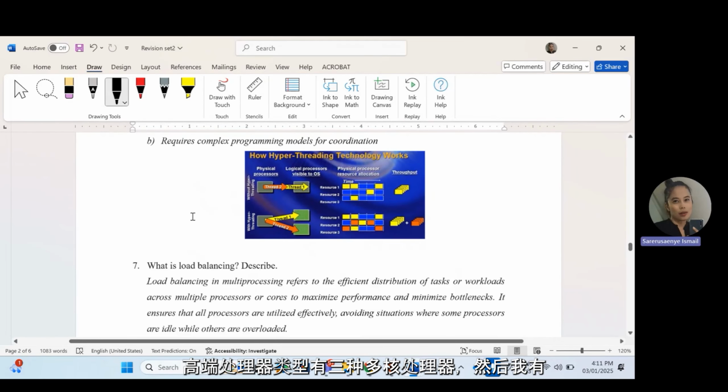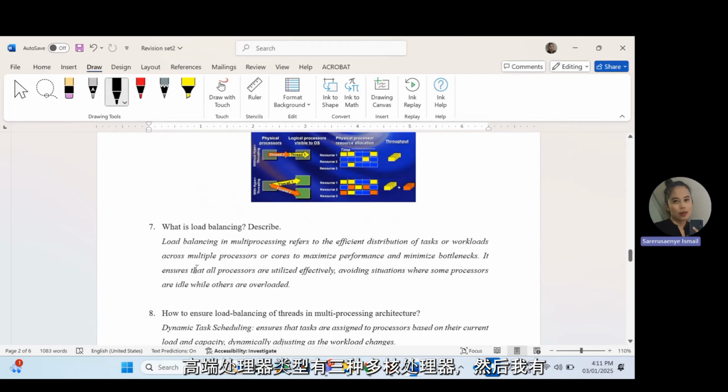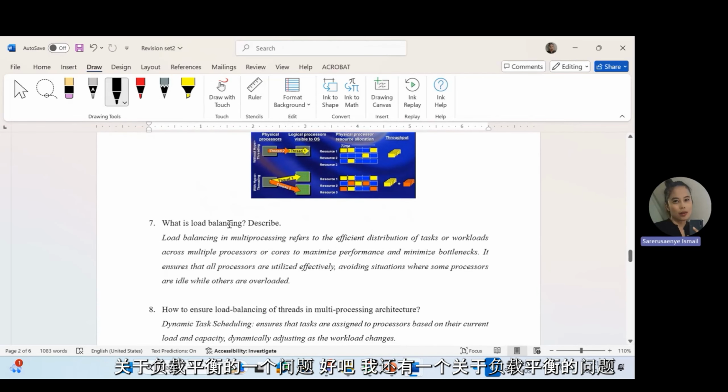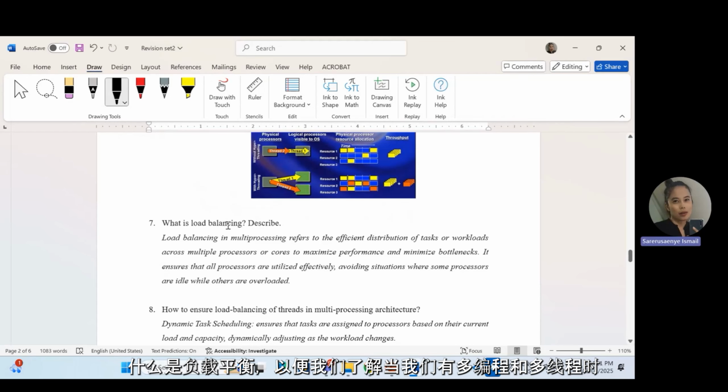So there are 3 types of multi-core, and then I have a question about load balancing. All right. What is load balancing?